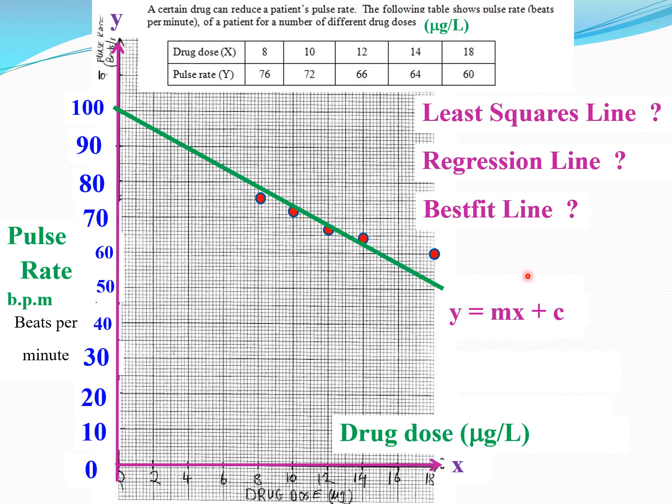Another name for the finding of a best fit line is the least squares line. It's also called the regression line, and we're going to use the term best fit line.